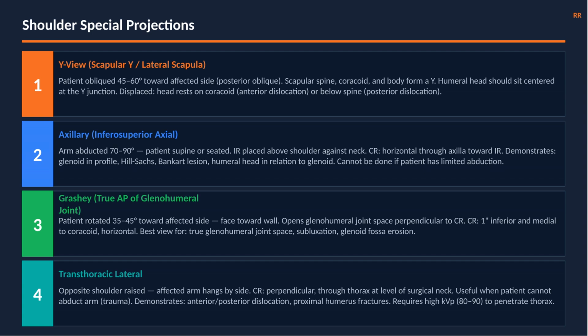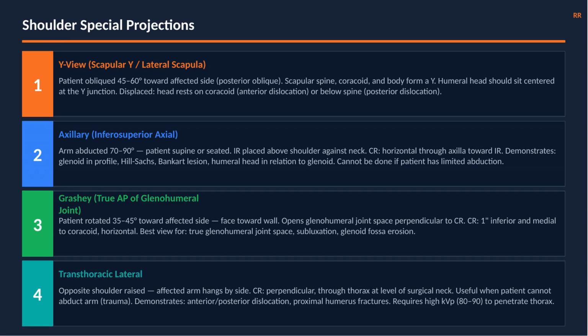Axillary. Inferosuperior axial. Patient supine or seated, arm abducted 70 to 90 degrees. The IR is placed above the shoulder against the neck. CR: horizontal through the axilla toward the IR. Demonstrates the glenoid fossa in profile, Hill-Sachs deformity, Bankart lesion, and the relationship of the humeral head to the glenoid. Cannot be done if the patient cannot abduct the arm.